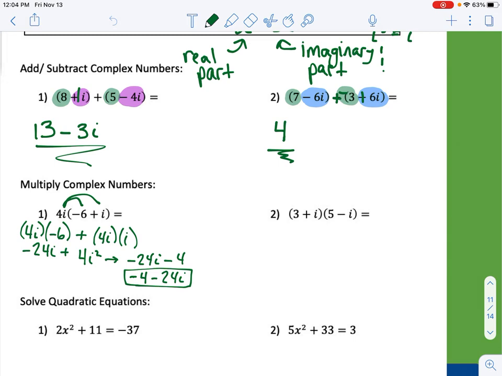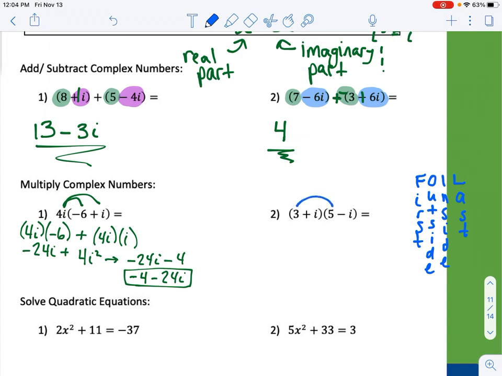So now, since we've tried 2 of those, we're going to move on to a slightly more complex multiplication of complex numbers using our FOIL. If you don't recall FOIL, we haven't practiced this too much. It's first, outside, inside, and then last. So we take our first 2 terms multiplied.